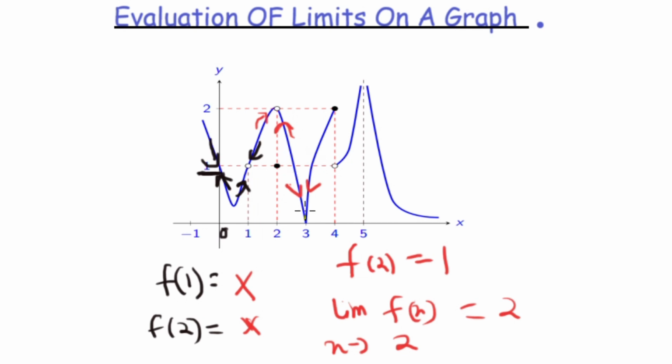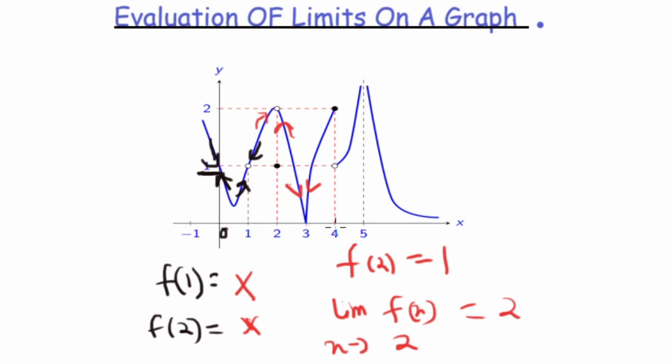So as we approach 3 from the left and right hand side, we obtain a y value of 0. Now, what is f of 3? Tracing the value of f of 3 on the graph, we notice that f of 3 is right at the origin. Therefore, we can say that f of 3 is also equal to 0. Therefore, the function is continuous at x equal to 3.